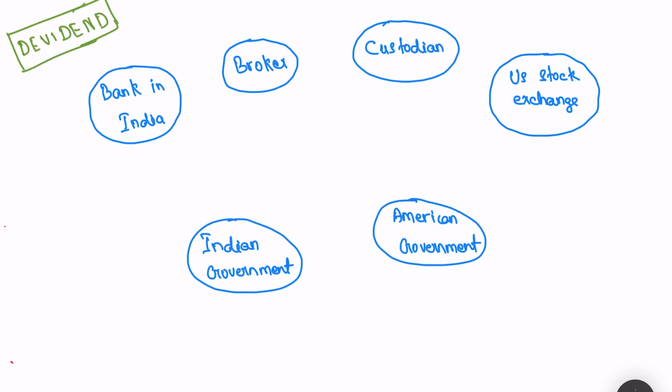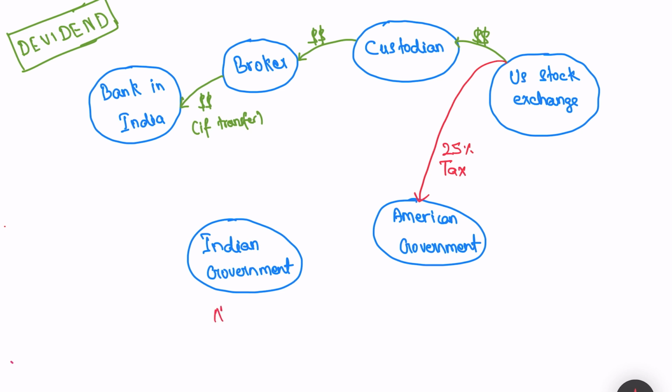When you get a dividend from the stock you have invested in, the US government will tax 25% of that. With the double taxation avoidance benefit, you don't need to pay any more tax to the Indian government. But if the dividend was taxed in India, it would be taxed based on your tax slab, not a flat 25%.